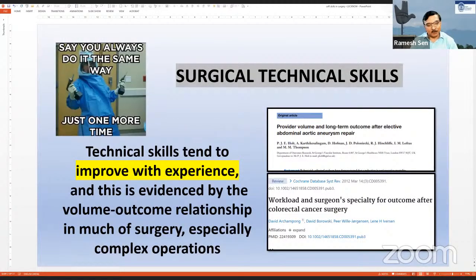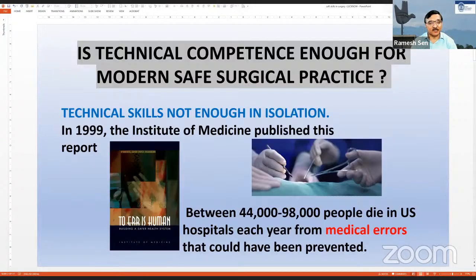When we are talking about technical skill, we all appreciate that these skills tend to improve with time. And there is a very well-established volume-outcome relationship. The more the experience, especially in complex cases, the better the outcome, no doubt about it. But the question comes: are technical skills enough in isolation?